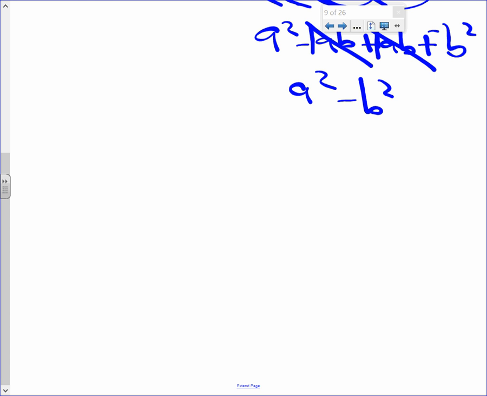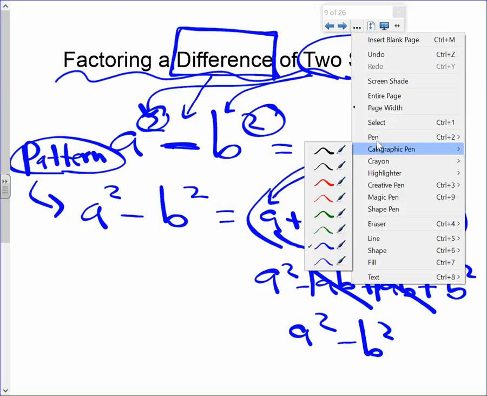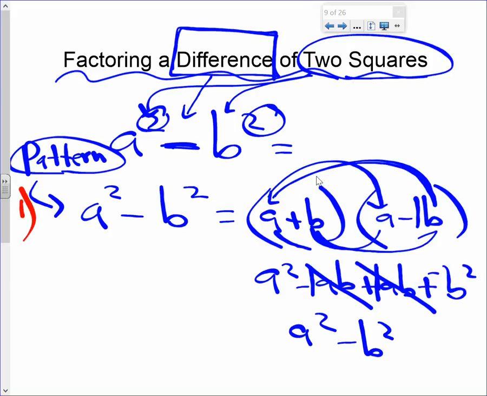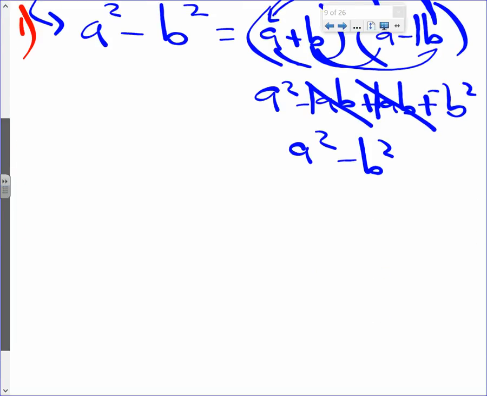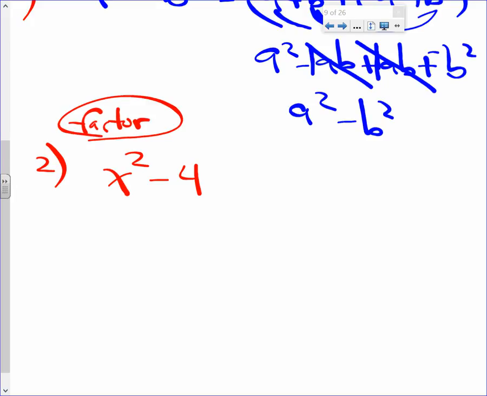Write this one. This was example 1. A squared minus B squared becomes that. How about example 2? I'm going to give you a difference of two squares. X squared minus 4. Factor this puppy. Factor x squared minus 4.